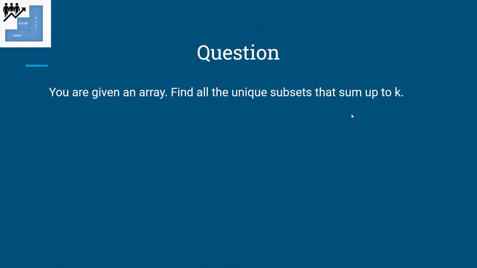You are given an array, find the unique subsets that sum up to k. So for example, if this is the array and the target value k is 2, then what do you think is going to be the answer? It would just be 1 1. That's it. Because there could be multiple 1 1 subsets that can come out, but we just need to report the unique subset. Okay, so how are we going to do it?